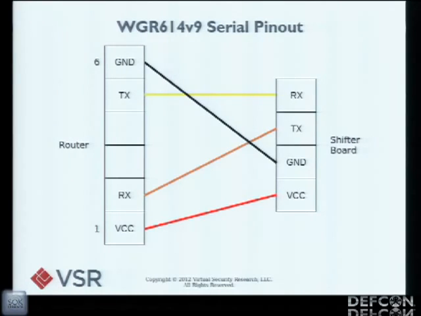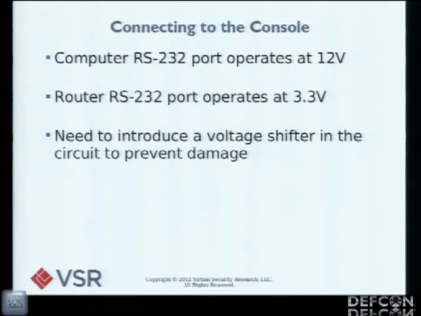So basically this would be the serial pinout for the WGR614v9. We have the four pins and we're going to connect ground to ground, VCC to VCC, but we're going to cross TX and RX, because you want the transmitting side to go to the receiving side and the receiving side to go to the transmitting side. And basically this very simple circuit of crossing TX and RX is what constitutes a null modem.